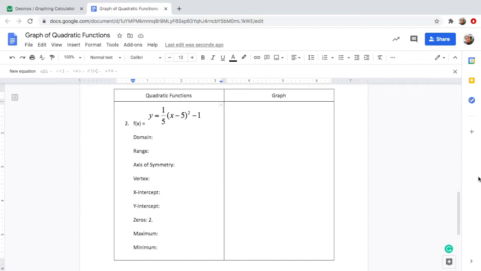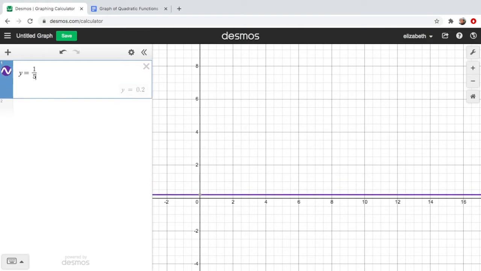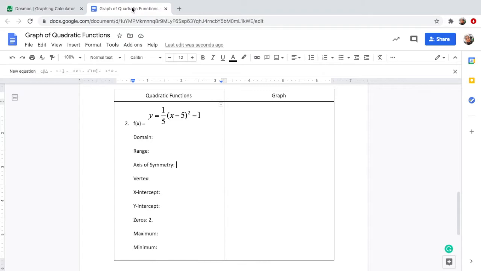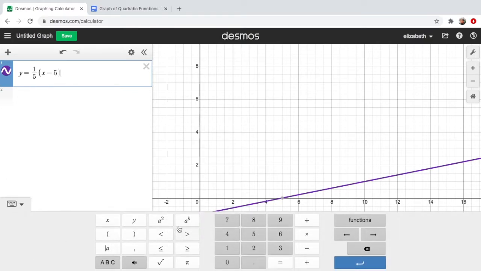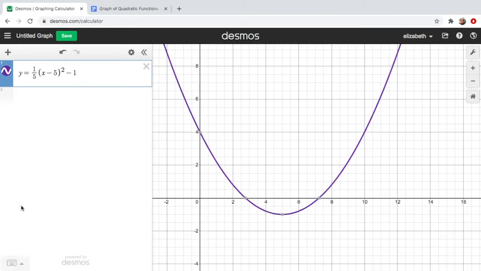So let's try the other quadratic function written in vertex form. So this is y equals 1/5. If you want to put f of x, it's okay. Y equals 1/5 times (x minus 5) squared minus 1. So here is the graph.